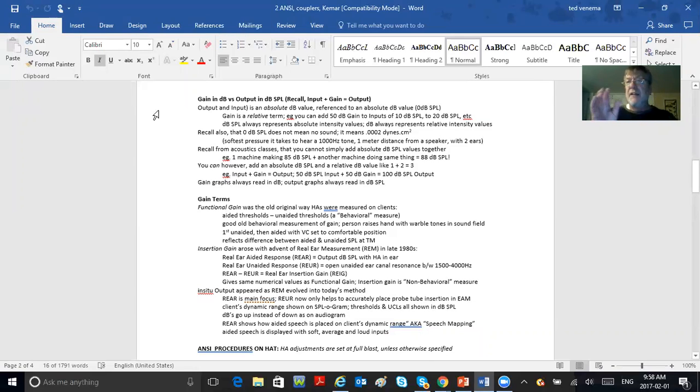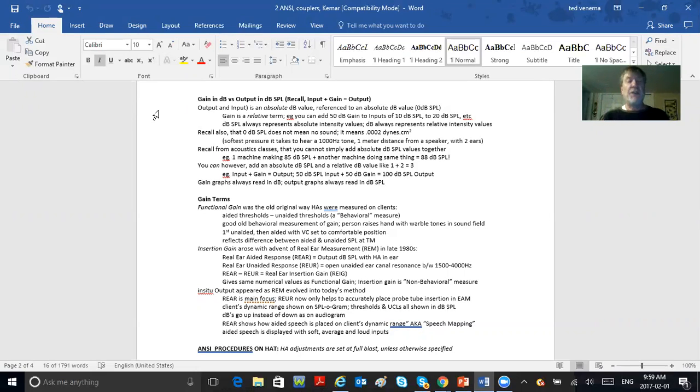Output, input, and gain. Remember the formula for hearing aids. Input, sound to a microphone, plus the gain of the hearing aid equals the sum total output hitting your eardrum. Input plus gain is output. Output minus gain equals input. It's 1 plus 2 is 3. Very important. Now, input sound, speech, traffic, noise, whatever sound is coming to the mic is always dB SPL.